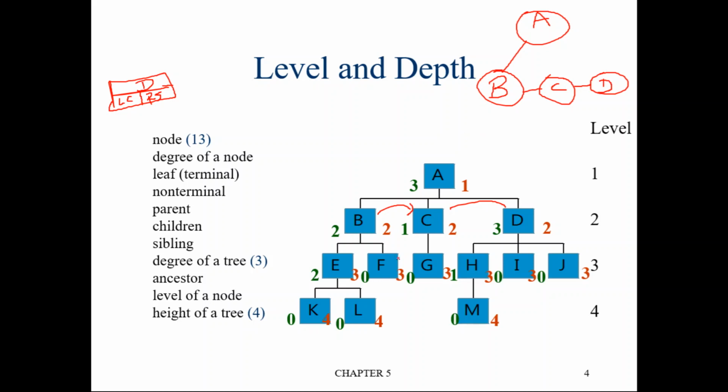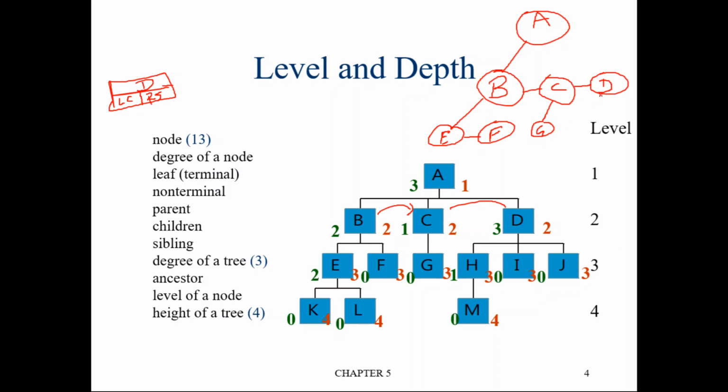Similarly this process will continue. For B, there are two children. The first child is E, so E will become the left child of B. B has two pointers, left child and right sibling. Its left child is E, and its right sibling is already C. B has another child, F, and F will become E's right sibling. Similarly for C, there is only one child, so G will become C's left child, and the right sibling of G will be null.